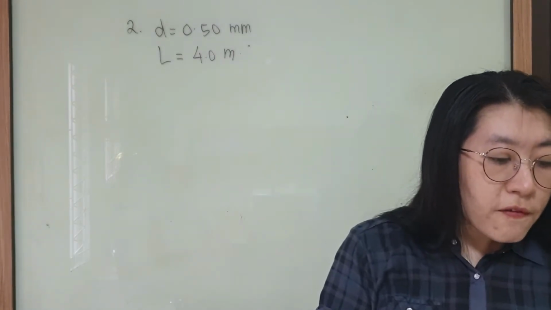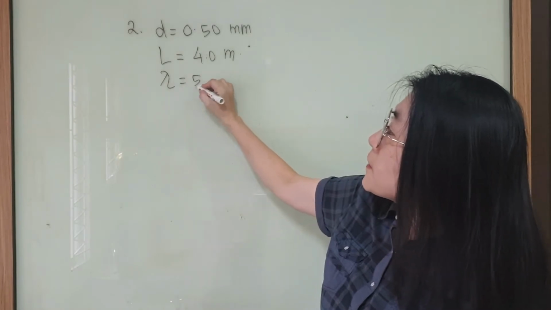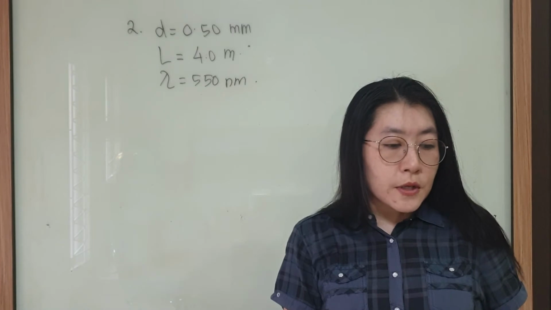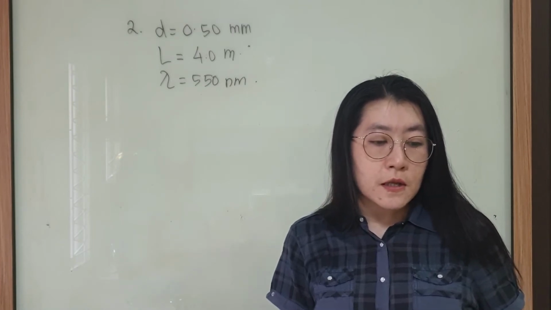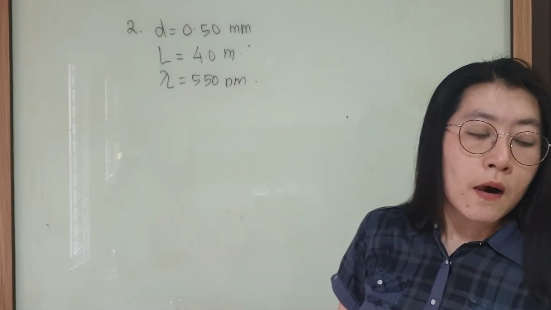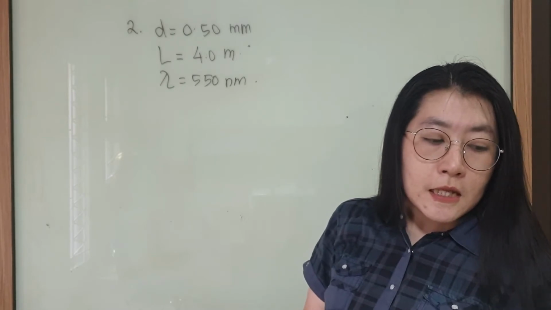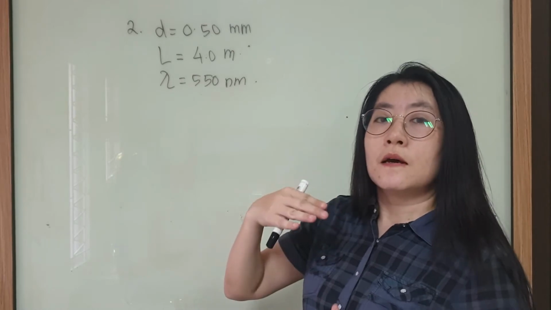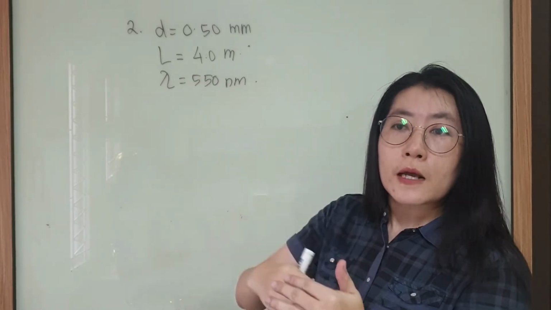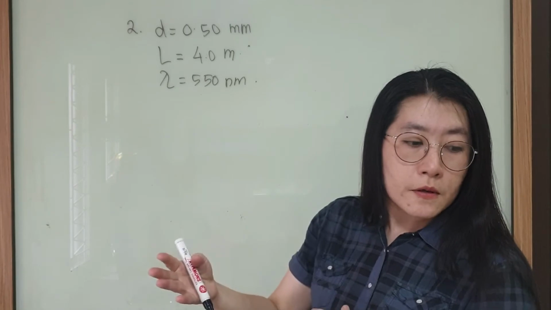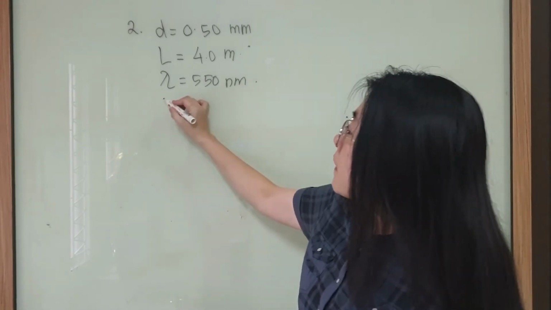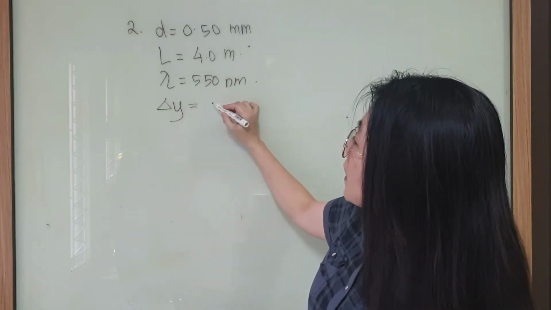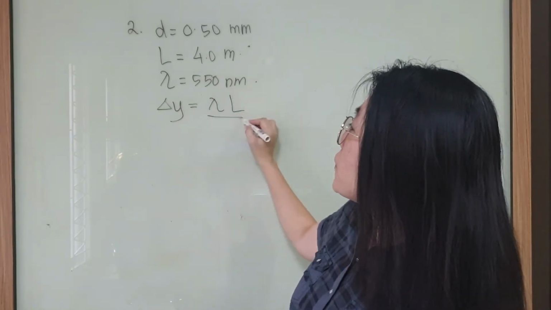The wavelength of light, lambda, is 550 nanometers. How far apart are two adjacent interference fringes that are formed on the laboratory wall? In this problem, two adjacent interference fringes means that we want to find the distance from bright to bright or from dark to dark fringes. So we want to find delta y, and delta y will be equal to lambda L over D.